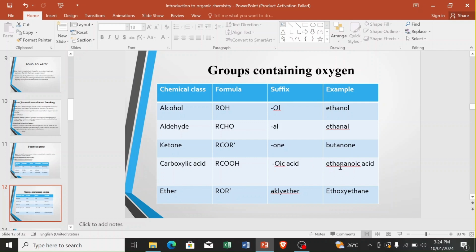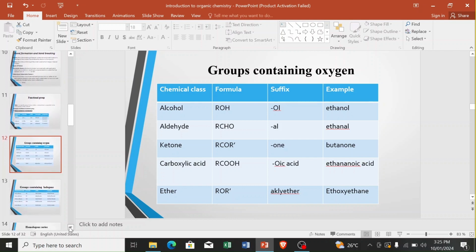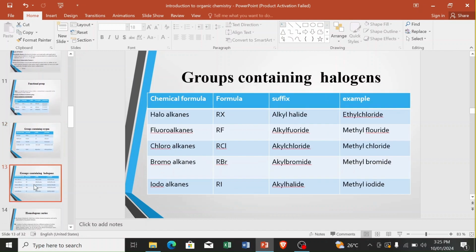So we see that here we have ethanoic acid from ethane, from alkanes. And then ethers, we have ROR, an alkyl ether. So we can call this ethoxyethane. When we reach ethers, we are going to see how these names come about. As for now, we need to know that.